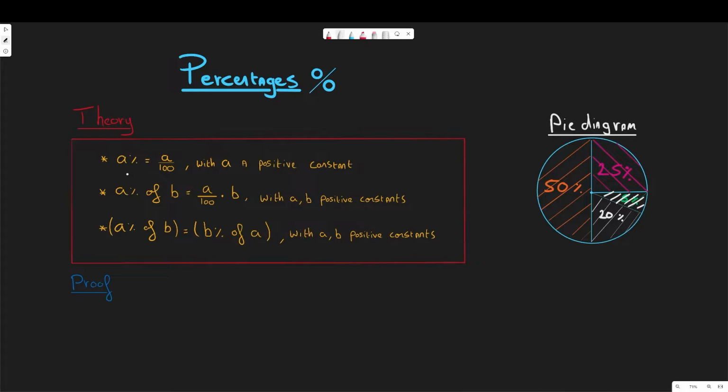Next, we say that a% of b is equal to a over 100 times b, with a and b both positive constants. And the fact that this is a multiplication of a constant times a fraction, we can say that the following property holds. a% of b is the same as b% of a, with a and b positive constants, like before. Well, this is a very important property, so let's prove this.